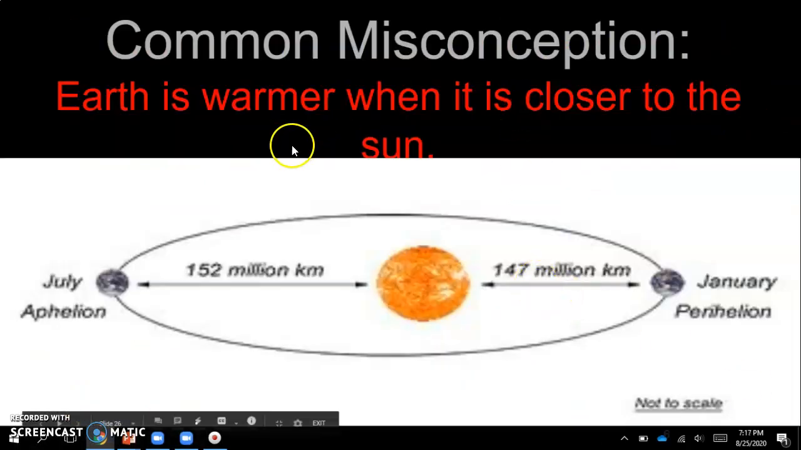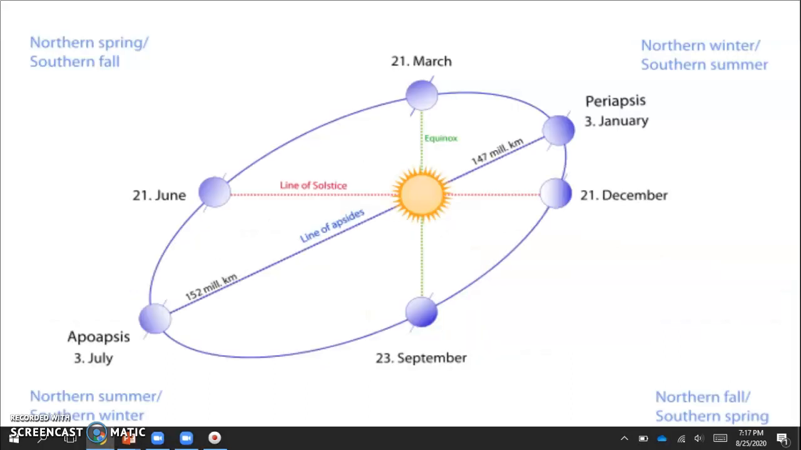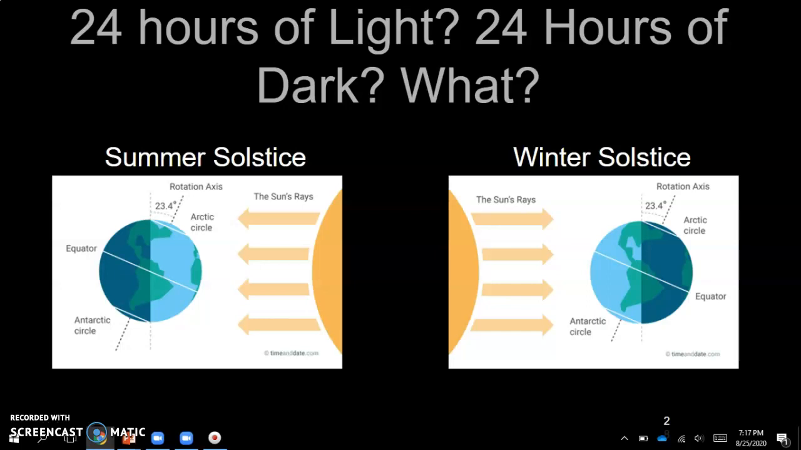Just a common misconception is that Earth is warmer when it's closer to the sun. That is not true. We do not have seasons based on the position we are in our revolution. We have seasons based on the tilt of our axis and how we're tilted towards the sun. So if our hemisphere is tilted towards the sun, we are in summer, and if we're tilted away from the sun, we're in winter. And this is just showing that as well.